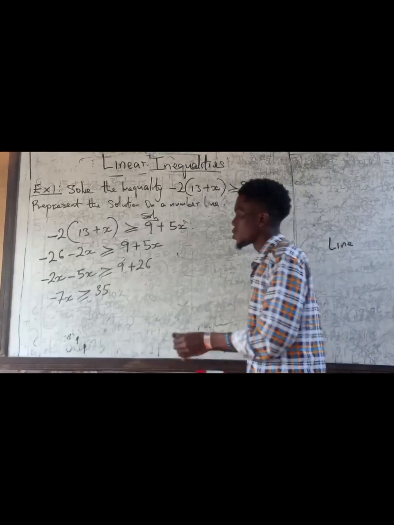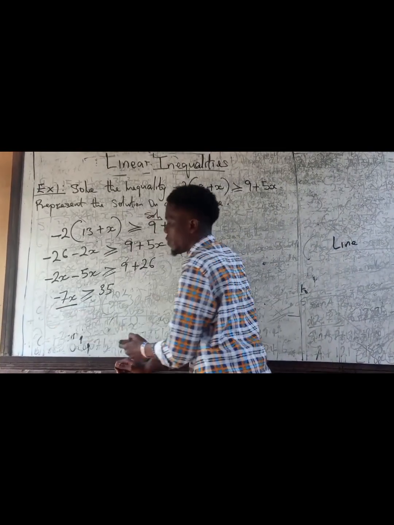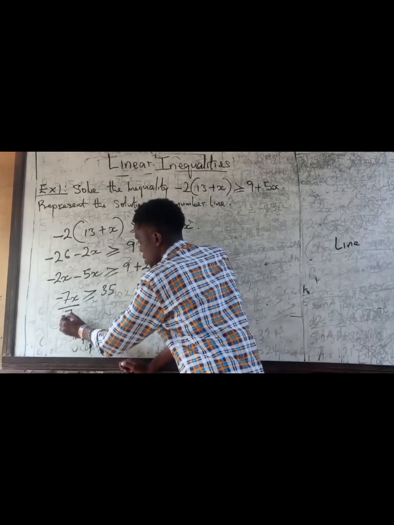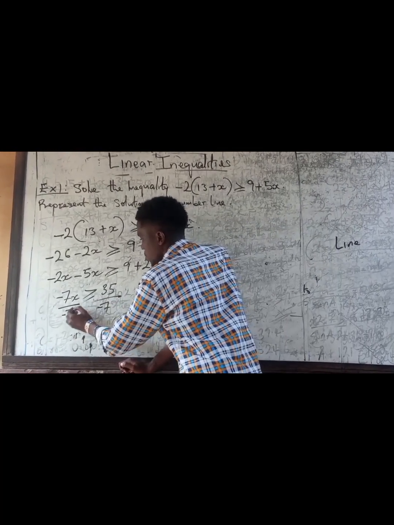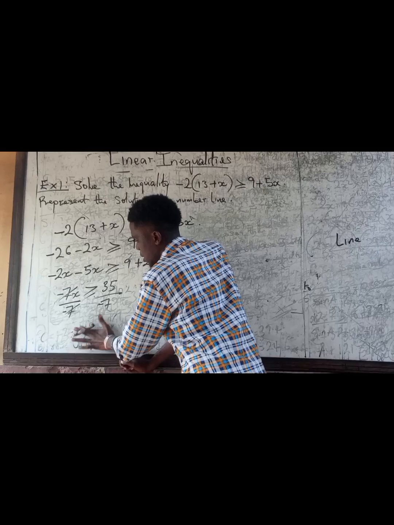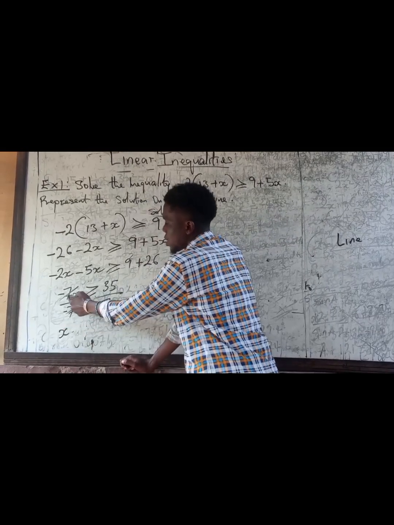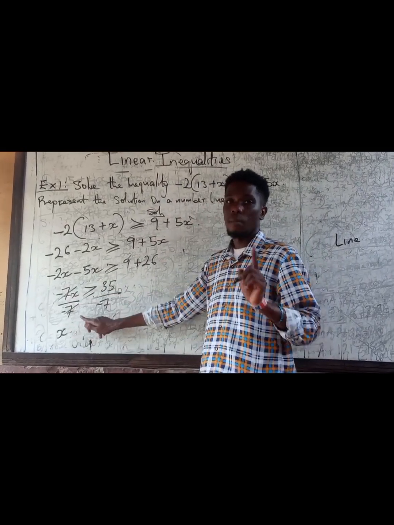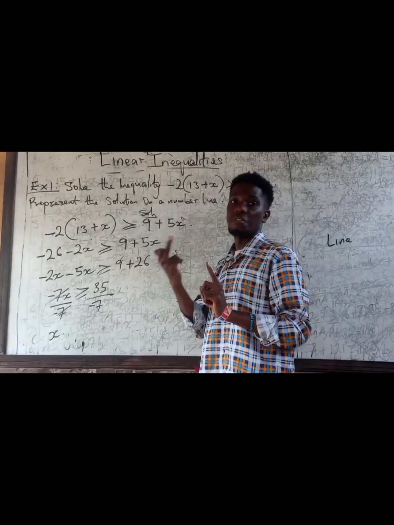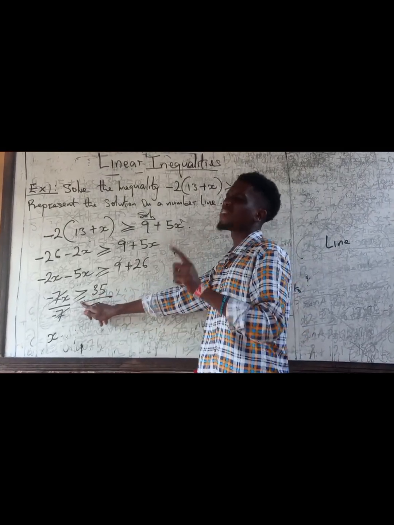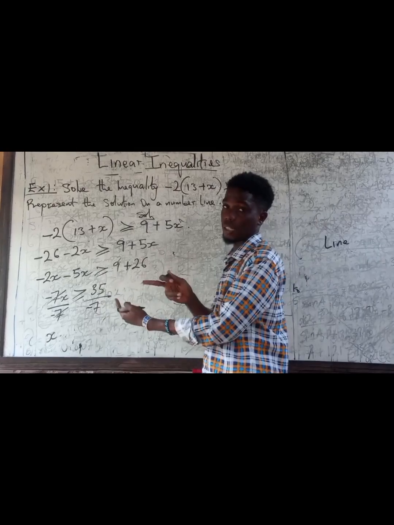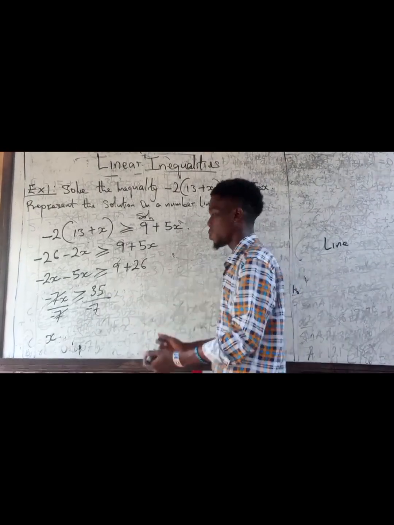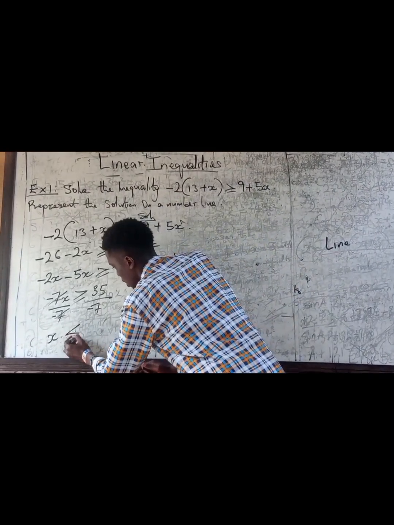So let's go. Divide both sides by the coefficient of x, which is minus 7. So you have that x. Now, since the coefficient of x here is negative, remember what we said. What are we going to do? We're going to reverse the sign. So since we are having greater than or equal to, we're going to change this to less than or equal to. Correct. You got it. So this is less than or equal to.